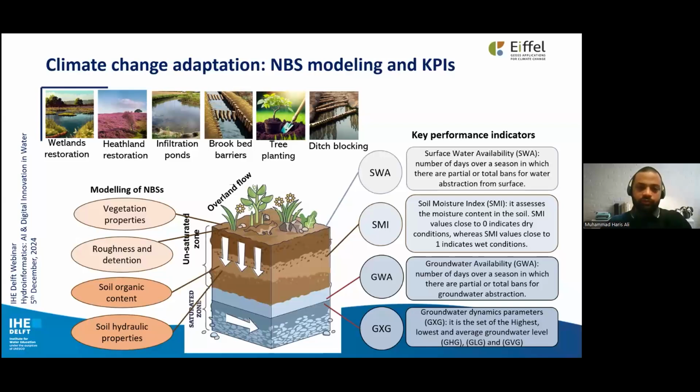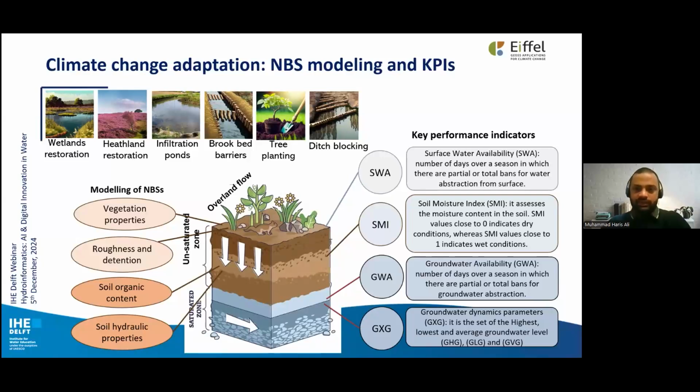In order to model them, we were looking into the different components of the model. In the literature, most of the modeling is only based on changing the vegetation properties, or they are changing the roughness or the detention. But for this study, we were also looking into how these nature-based solutions are going to affect the soil organic content, and because of the change of the soil organic content, how the soil hydraulic properties are going to change. And for the analysis of the effect, we were looking into the different layers of the system.